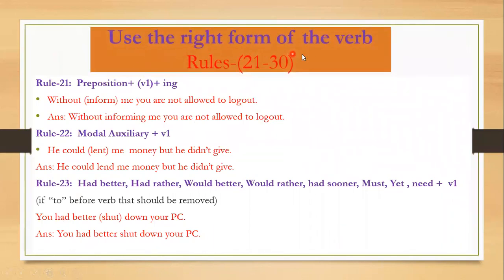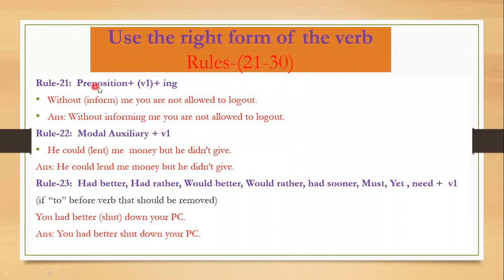Now, our second topic of grammar is the right form of the verb, rules number 21 to 30. Boys, rule number 21 is preposition plus V1 plus ing.